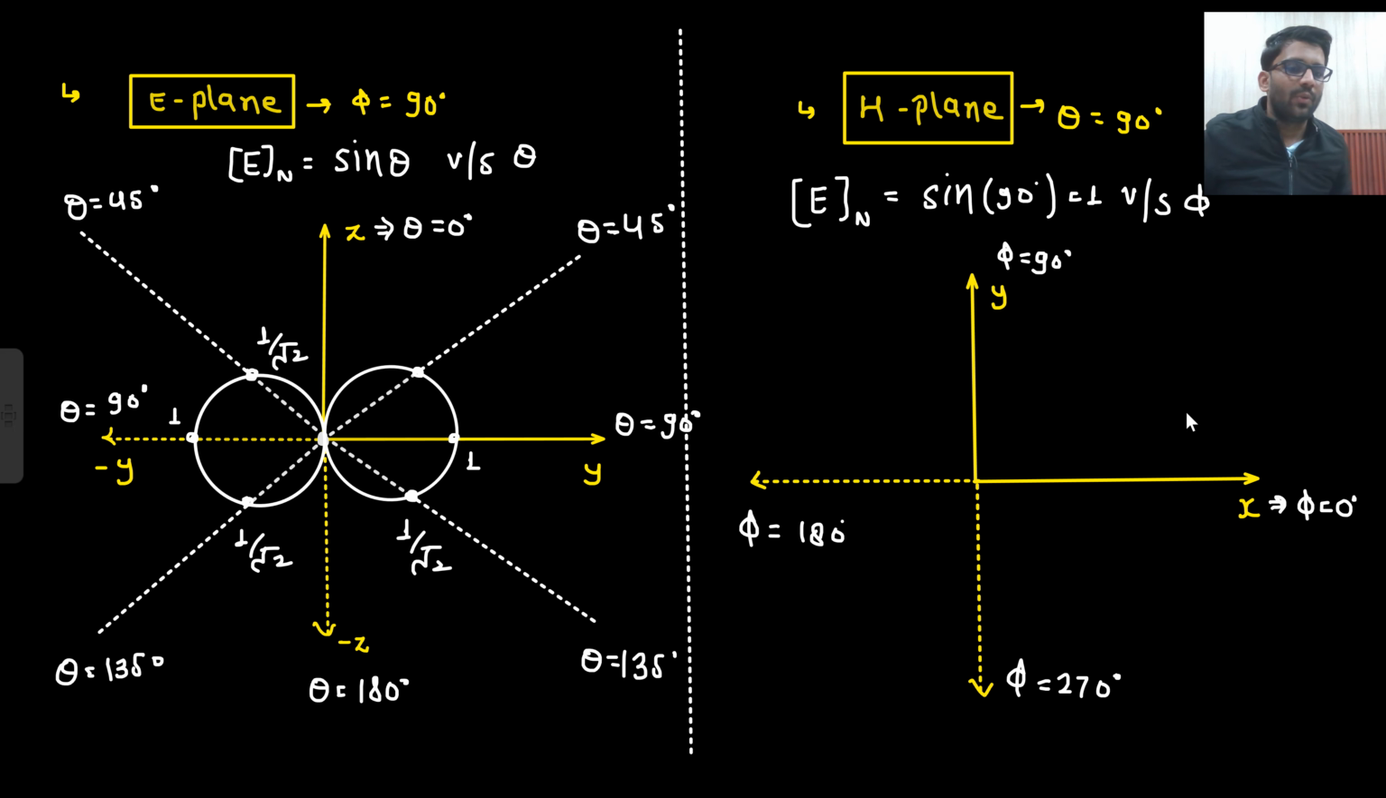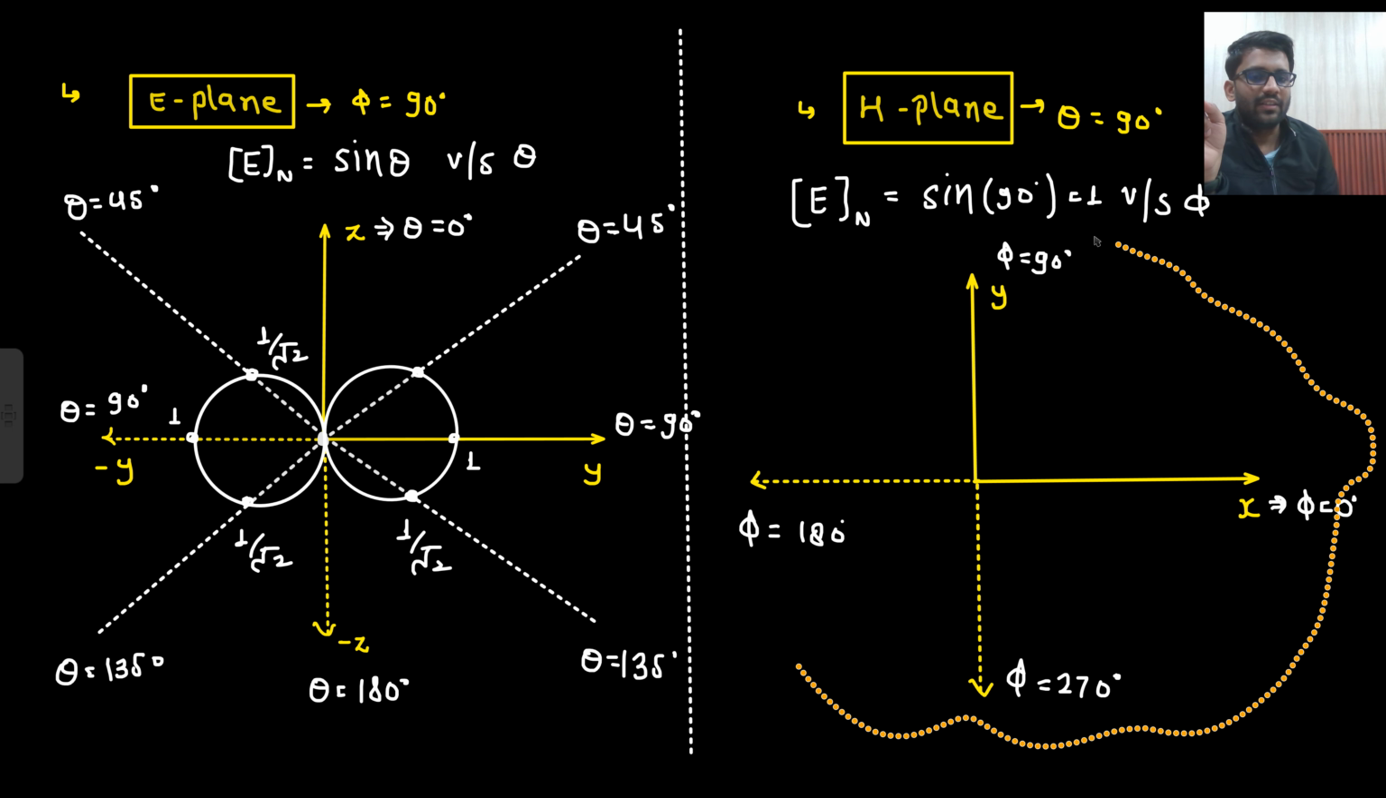No matter whatever the value you put, always normalized value is 1. So at 0 degree also it is 1. Here also it is 1, always it is 1. That means it will be a perfect circle, because normalized value of electric field here is always 1. Are you getting this point or not?